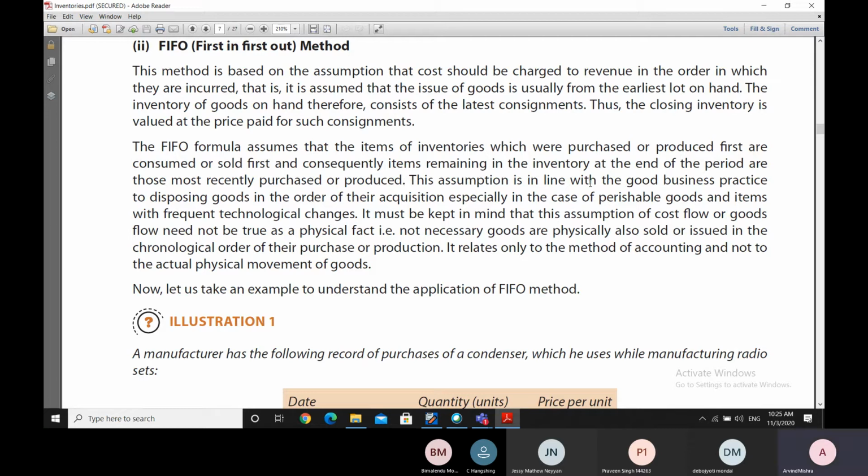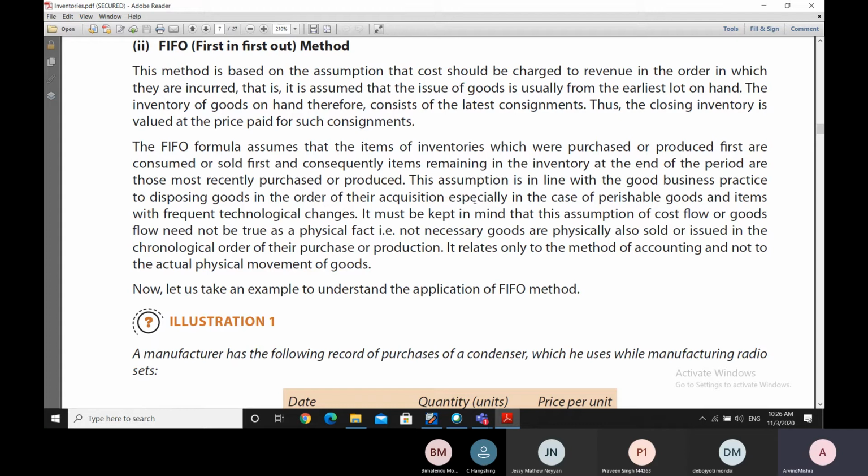Now this assumption is in line with good business practice to dispose of goods in the order of their acquisition. Whatever goods are purchased earlier should be sold earlier. It is in the interest of the business. But as we know, sometimes customers can make a request that, okay, I want the latest item, I don't want the older item. So the businessman has older items and newer items, all types of items. But while valuing the inventory, he is making the assumption that the older items were sold earlier.